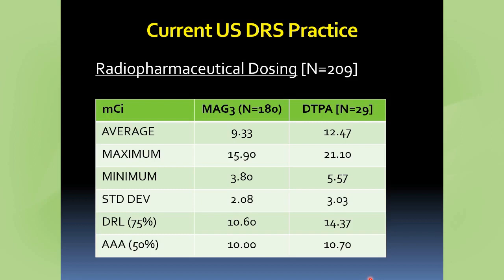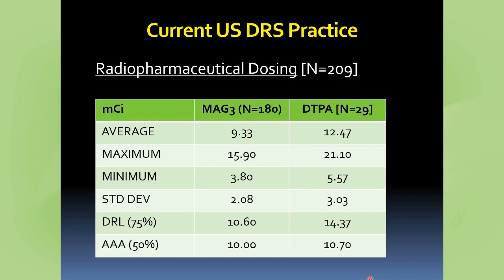And then the AAA is your achievable administered activity. That's the 50th percentile. And it's only a smidge lower in this situation, which goes to show that regardless of what our protocols say, the vast majority of us tend to dose around the same amount. That's why those numbers are very close. We had less robust data on DTPA just because it's being used less, but you can see the numbers there are a little bit higher, which goes along with guidelines and things like that.